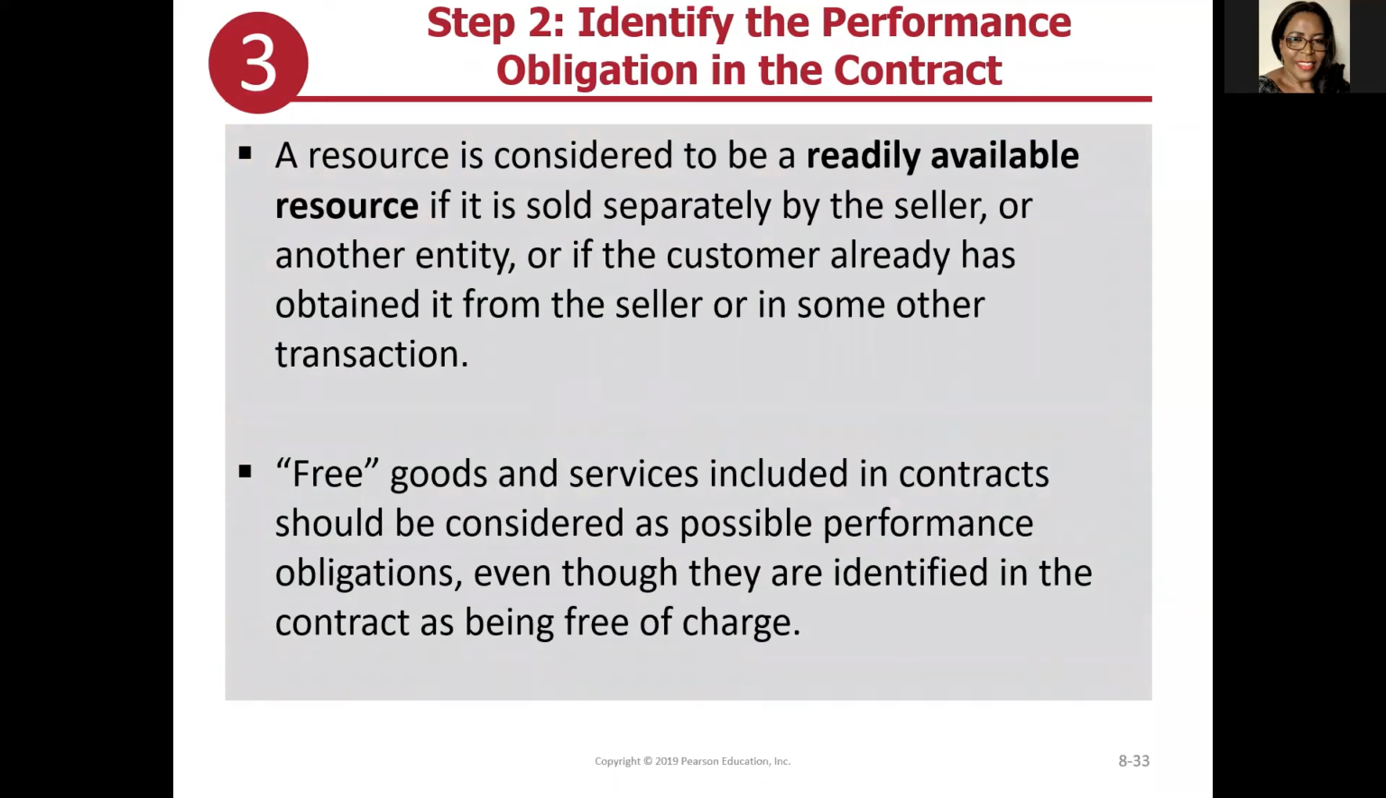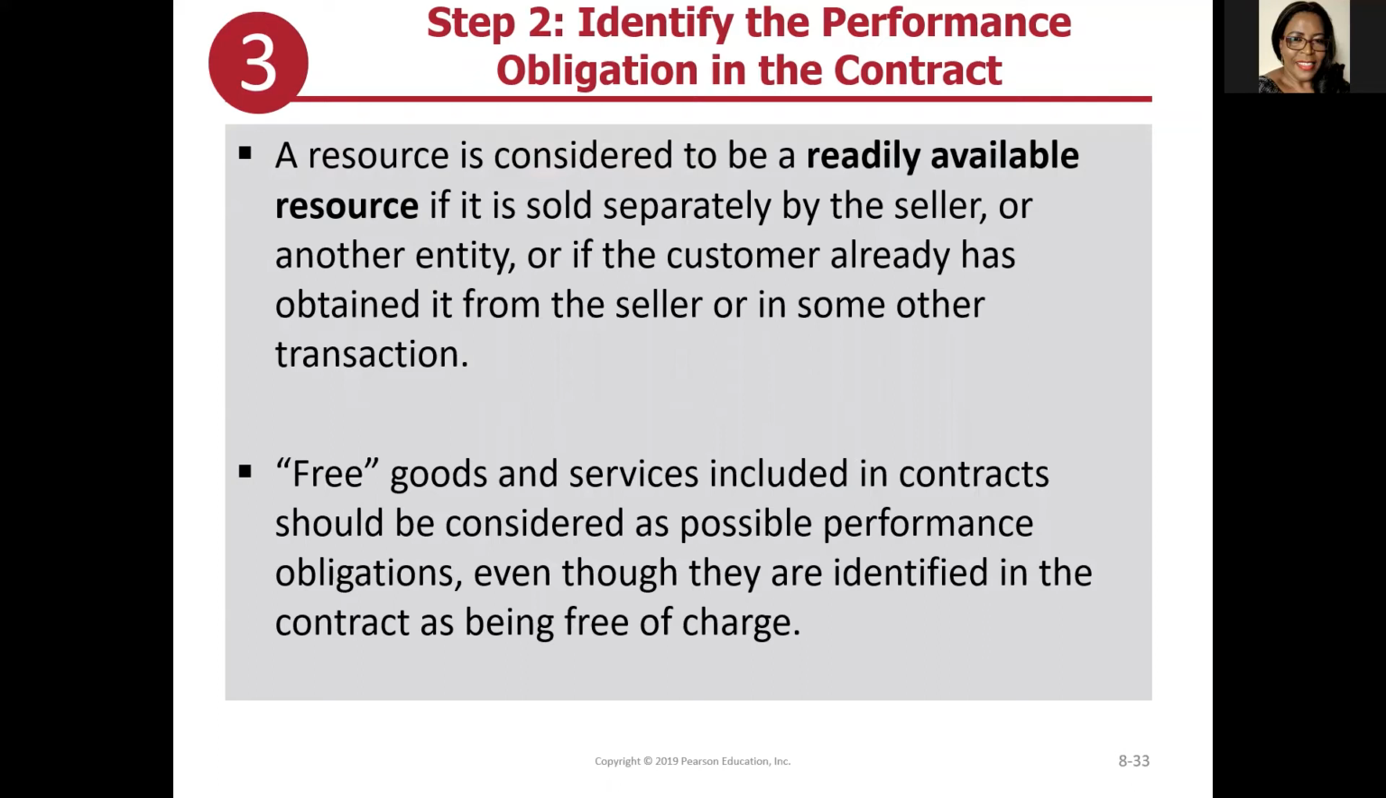As an example of a readily available resource, consider a set of earbuds packaged with a mobile phone. Because the earbuds can be sold separately and can be used with other electronic devices, the earbuds are a readily available resource.